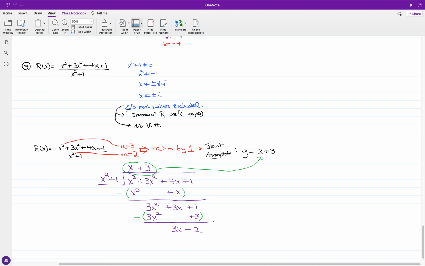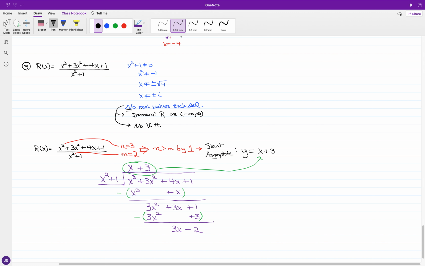And we have no vertical asymptote since there were no real values excluded. Again, we had a 1 degree difference between the numerator and denominator, so you have a slant asymptote, and what y is set equal to is going to be the quotient from performing the polynomial division between the dividend and the divisor. We had that quotient at x plus 3, and we're not worried about the remainder. So there's only one asymptote, and that is going to be at y is equal to x plus 3.